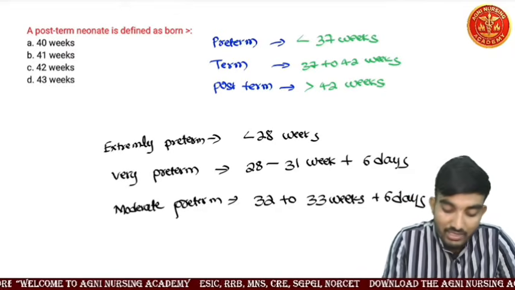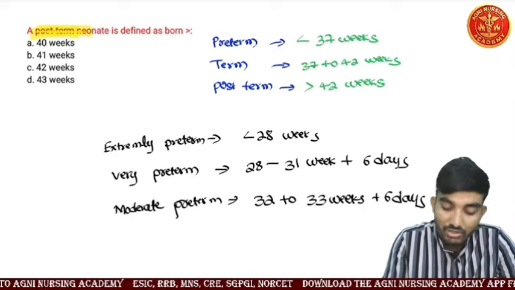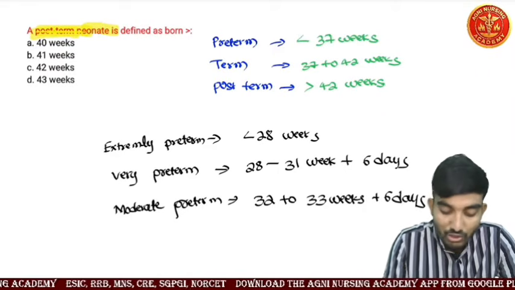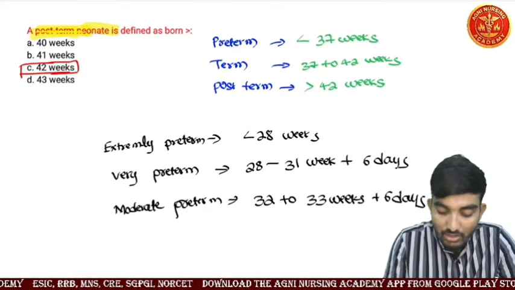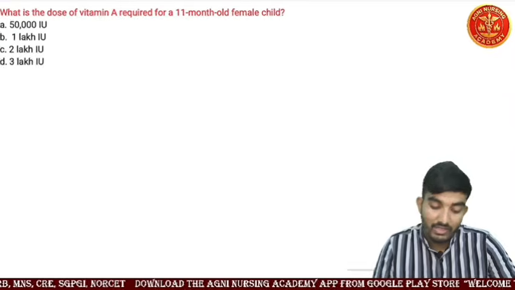In our question, post-term was asked. The answer is: if a child is born after more than 42 weeks, then we'll call it post-term. Option C is the correct answer for our question. We go to the next question.